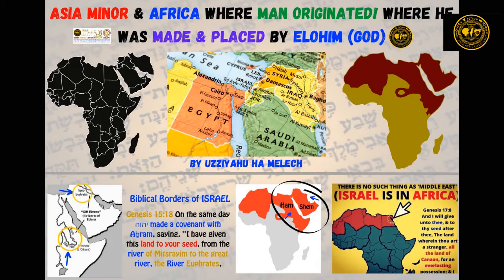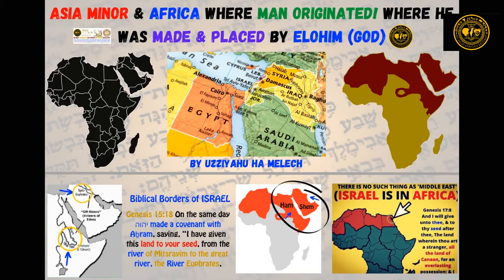Genesis 15:18, on the same day, Yahweh made a covenant with Abraham, saying, I have given this land to your seed, from the river of Mitzrayim to the great river, the river Euphrates. So if you see over here, Tigris, Euphrates, the four rivers of Eden are right here. And then boom, you have the Nile, the Gihon, the blue Nile over here. So you got from Euphrates to the great river. This right here is the biblical borders of Israel, from here to there.